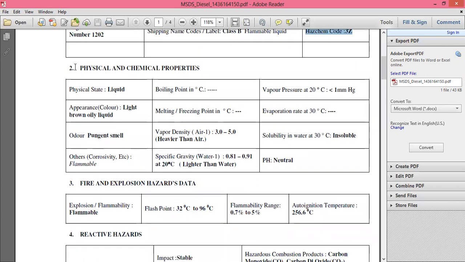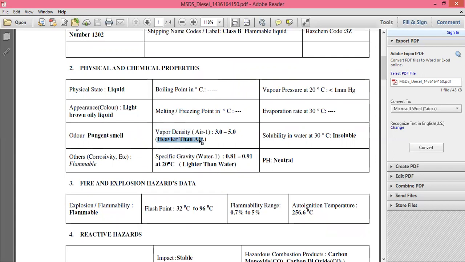The next is physical and chemical properties of this cargo. It gives the physical state, that it will be in liquid state, boiling point of this particular cargo, vapor pressure of this cargo, appearance of this cargo, that it is light brown oily liquid, melting and freezing point if relevant, evaporation rate, odor of this cargo, that it gives pungent smell, vapor density of the cargo, it says that it is heavier than air.